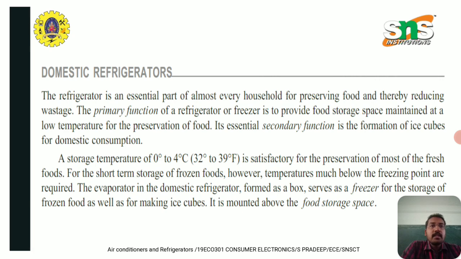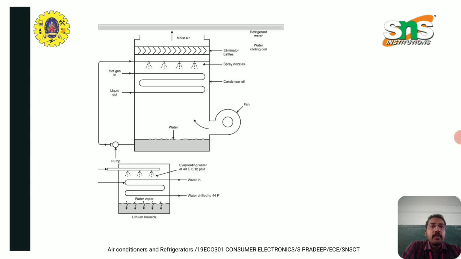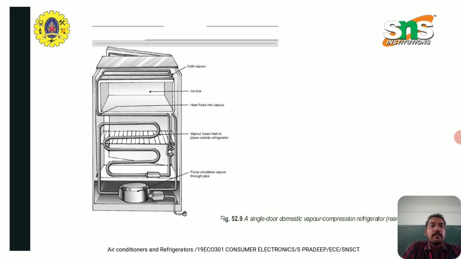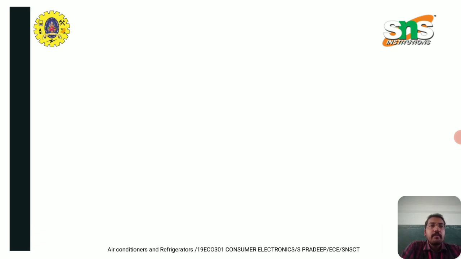These are some of the examples of a domestic refrigerator, and how it works. The block diagram of the refrigeration system. This is the block diagram of a single door domestic refrigeration system.